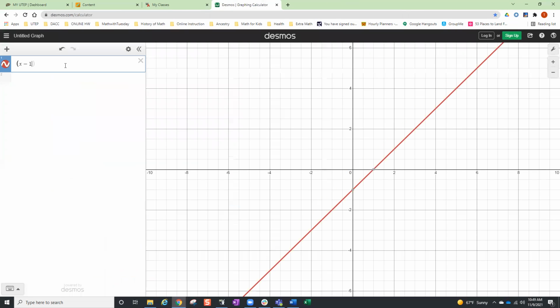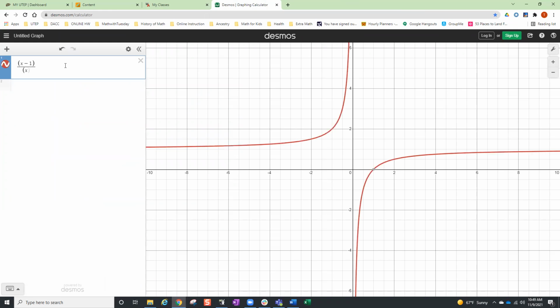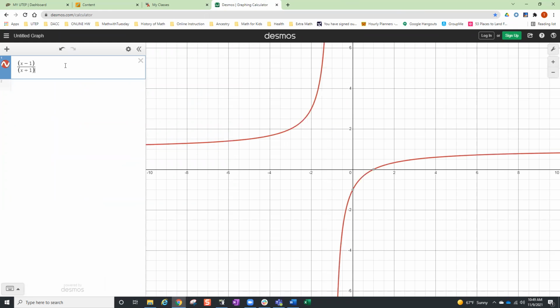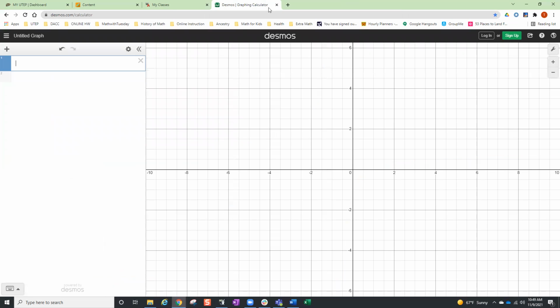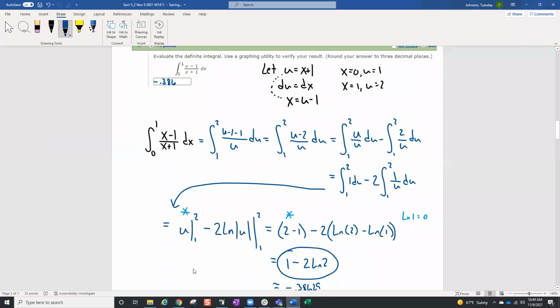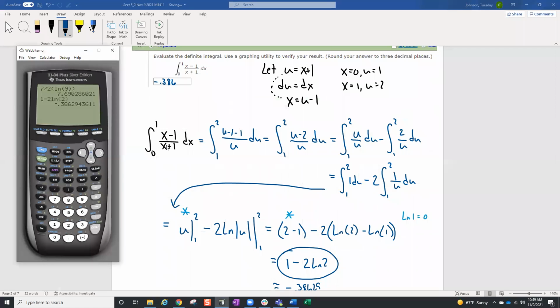All right, so we have x minus 1 divided by x plus 1. Why would I do it here? I don't know how to integrate here, so that was a bad idea. Sorry. What we actually want to do is bring up this calculator, and we're going to put in x minus 1 divided by x plus 1. We're going to graph that.